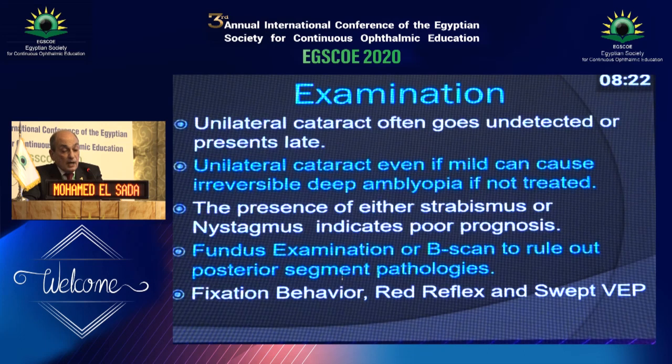اليونيلاترال كاتاراكت إذا كان mild can cause irreversible deep amblyopia if not treated، يبقى هشوفه ليت وهشوفه amblyopia. The presence of either strabismus or nystagmus indicate a poor prognosis. لو أشوف حالة فيها unilateral cataract أو unilateral media opacity cornea lens vitreous في طفل presenting with strabismus and nystagmus ابعد عنه. Fundus examination or B-scan مهم في الحالات اللي أنت مش قادر تشوف فيها posterior segment علشان نقدر نشوف الهايلويد سيستم زي ما قالت الدكتورة نيهال.